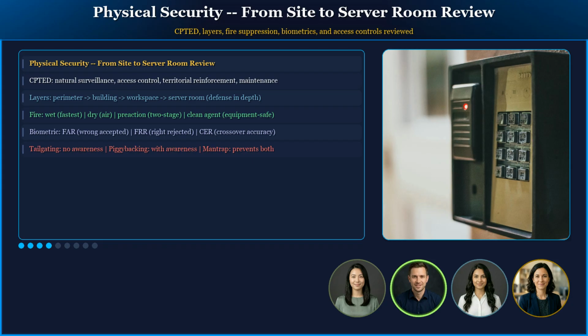The physical security to cryptography connection. TPMs provide hardware root of trust for physical systems. Smart cards are cryptographic devices enabling physical access multi-factor authentication. Physical security and cryptographic controls are deeply integrated in high-assurance environments.